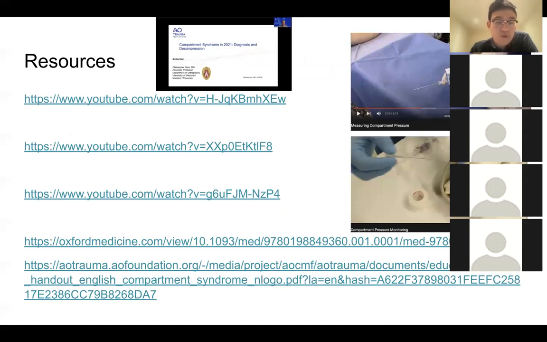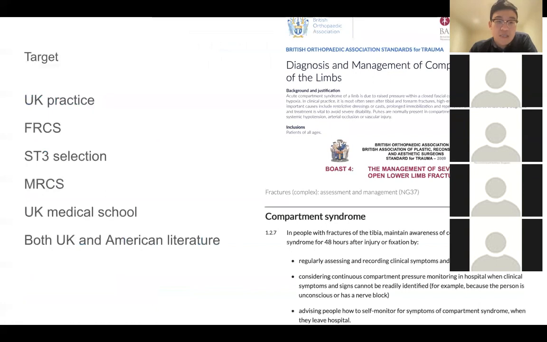So there are a few resources on compartment syndrome: AO Trauma North America's update from their last year's webinar. There is a Stryker video on how to measure compartments using their product. There's a way to do compartment pressure monitoring using an arterial line by the Liverpool orthopedic team. And there is a textbook on open fractures with a specific chapter on compartment syndrome, written by the Limb Reconstruction Society, Plastic Society, and Royal College of Nursing, those who wrote the BOST standards for trauma.